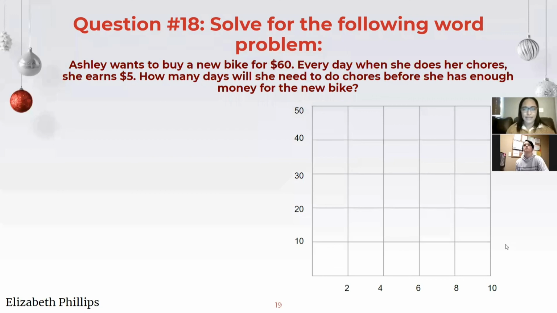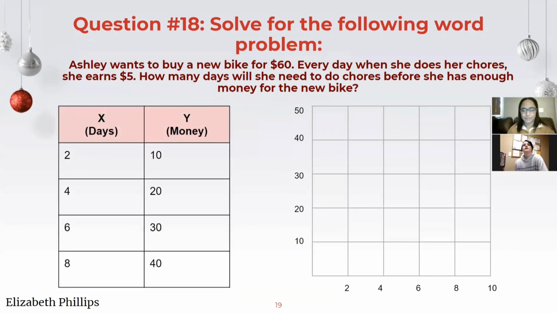So Elizabeth, can you solve the following word problem? It says, Ashley wants to buy a new bike for $60. Every day when she does her chores, she earns $5. How many days will she need to do chores before she has enough money for the new bike?